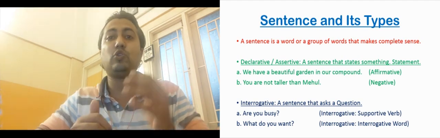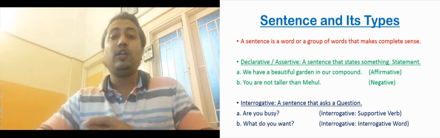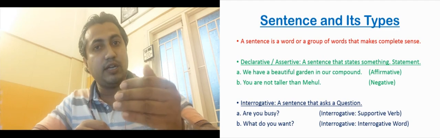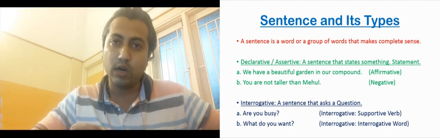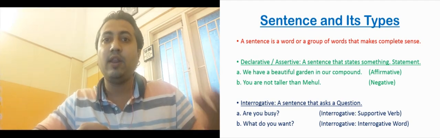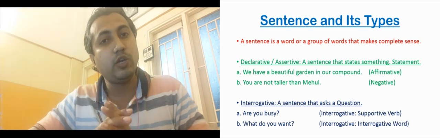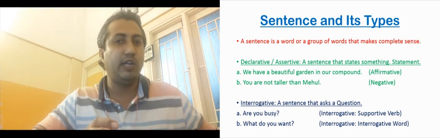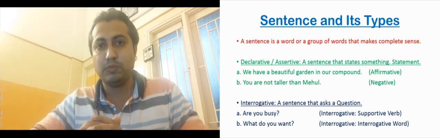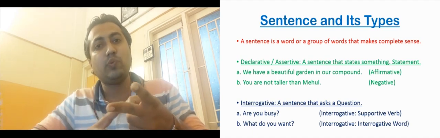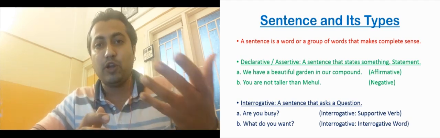Interrogative sentence. Interrogative sentence means question sentence, that you have been learning as question sentence. They are known as interrogative sentences. Now, if you look at interrogative sentences, there are again two types. Interrogative sentences which start with interrogative words. Interrogative words are what, where, when, why, who, how much, how many, whom, whose, which. All these are interrogative words. So there is one type of interrogative sentence which starts with interrogative words. Then there is another type, which starts with modal auxiliaries or supportive verbs: am, is, are, was, were, have, has, had, do, does, did, shall, will.